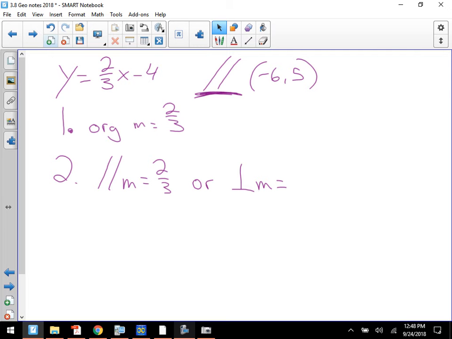So now, the last step kind of has two parts to it, but it's still the last one. I'm going to use point slope form now and solve for y.